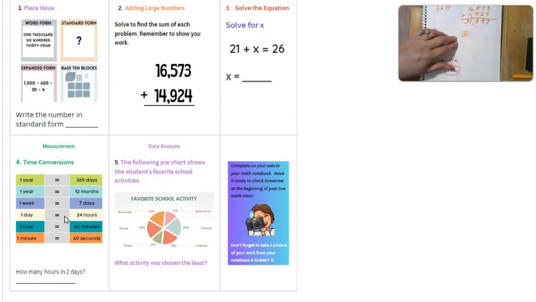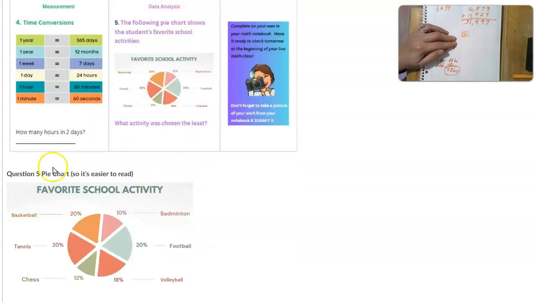Okay, the last question is a little bit small. So I included question 5, the chart down here a little bit bigger. So the question is, the following pie chart shows the students' favorite school activities.